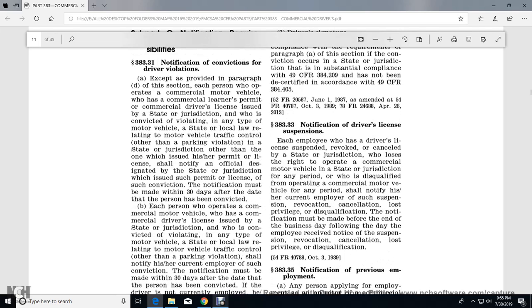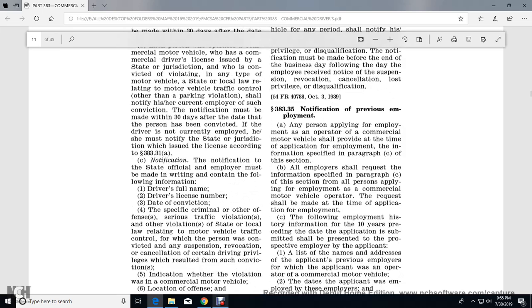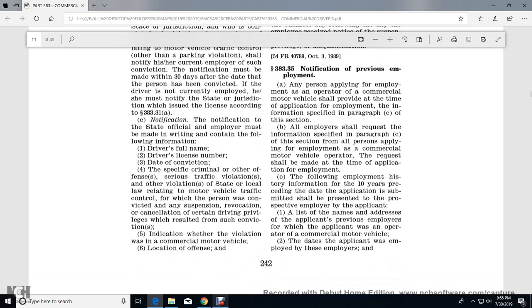Alright, 383.33, notification of driver license suspension. An employee who has a driver license suspended, revoked, or canceled by a state jurisdiction, who loses the right to operate a commercial motor vehicle in any state jurisdiction for any period, or who is disqualified from operating a commercial motor vehicle for any period, shall notify his current employer of the suspension, revocation, cancellation, loss of privileges, or disqualification. Notification must be made before the end of the business day following the day the employee received the notice of the suspension, revocation, cancellation, loss of privilege, or disqualification.